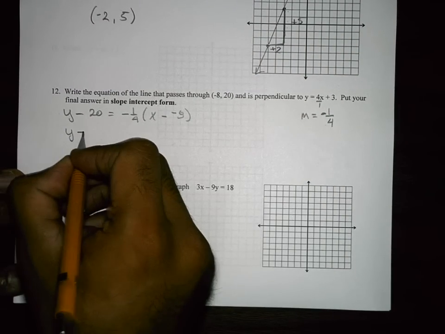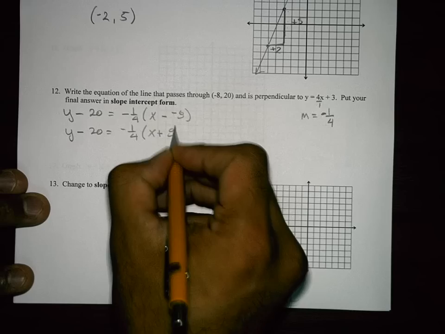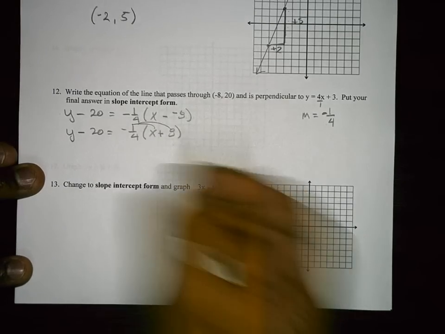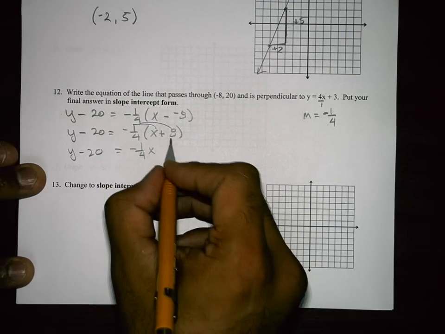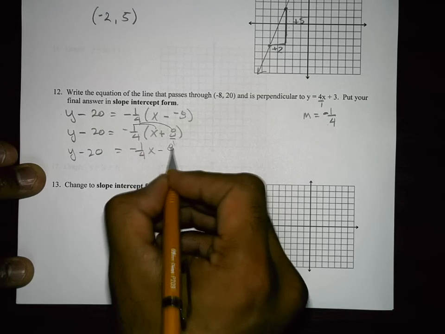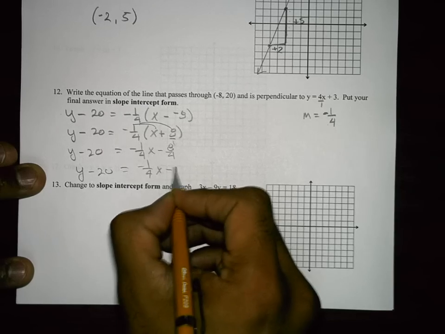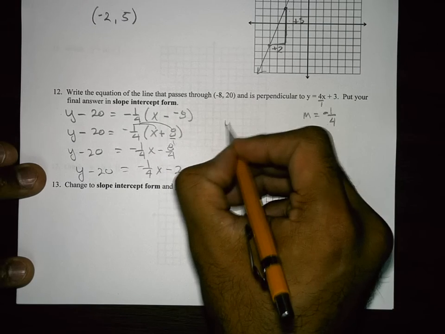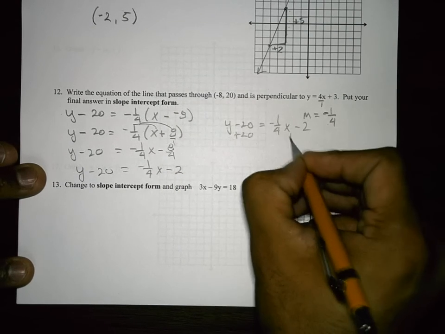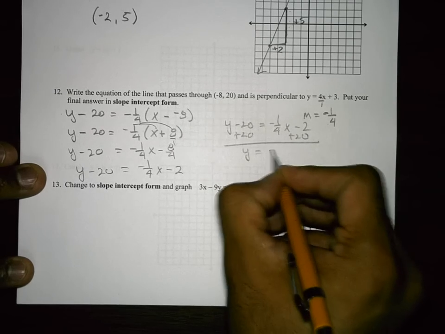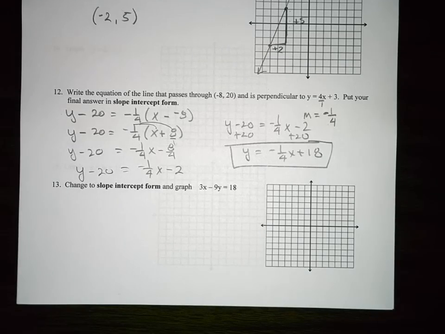So now I got to turn this into slope-intercept form. So that means I've got to get y by itself. So I'll distribute. Okay, put this over 1, so that's going to be negative 8 over 4 minus 2. Kind of running out of room here. And I'll add 20. And there's my answer in slope-intercept form, meaning y is all by itself.